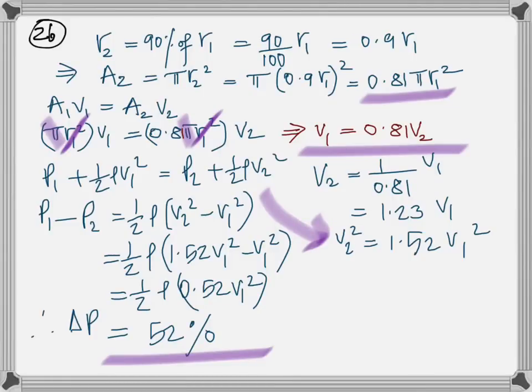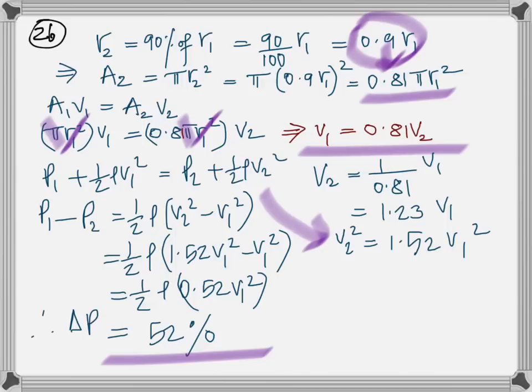Now, question 26 is a little bit difficult to understand, but let me try to explain it. First of all, the radius 2 is 90% of R1, so it's 0.9 R1. That's clear. And since the area of cross section depends on the square of the radius, this means that A2 would be the square of 0.9, 0.81 pi R1 squared.